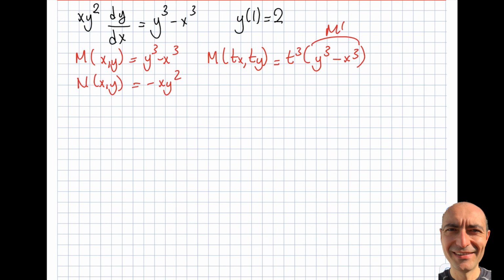And this is my M(x, y). Let's see the same thing for N(tx, ty), and you will see that I get t to the power of 3 times minus xy squared. Obviously this is N(x, y). So you can see that the power, alpha, is 3 for both of them. So the function I'm looking at is a homogeneous function, so I should be able to do this.